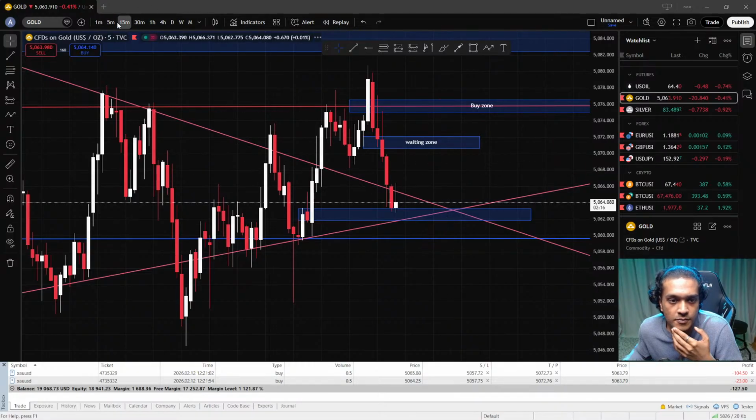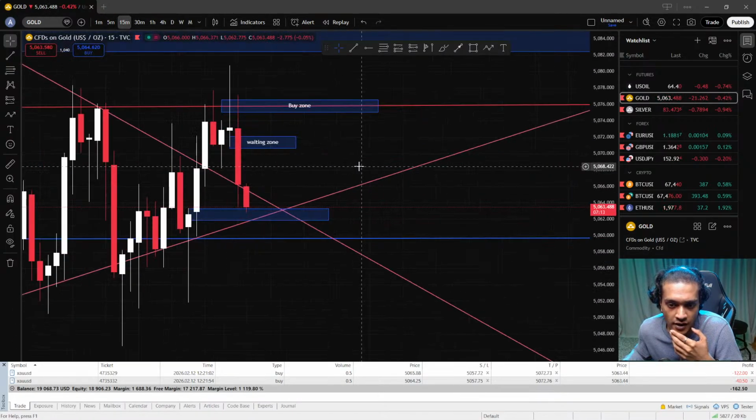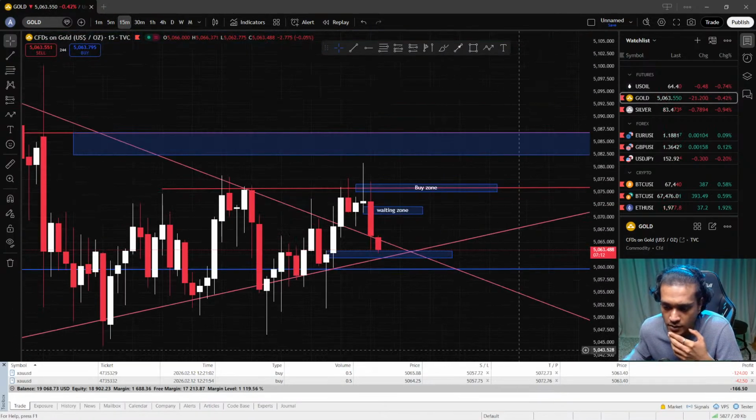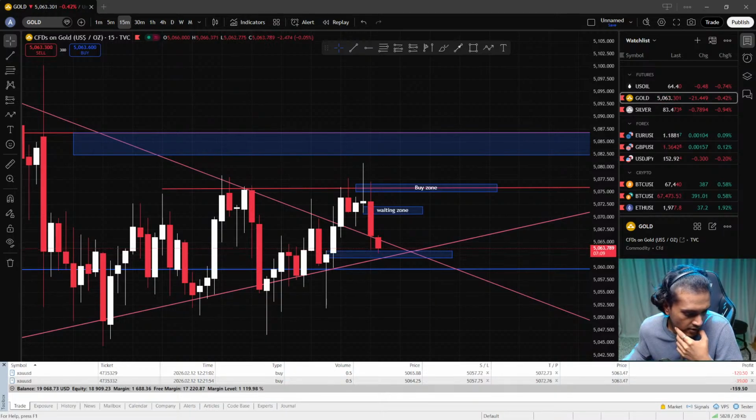Okay, so it's still playing around the trend line. So we're going to look at the higher time frame for the moment, while the trade is already running.